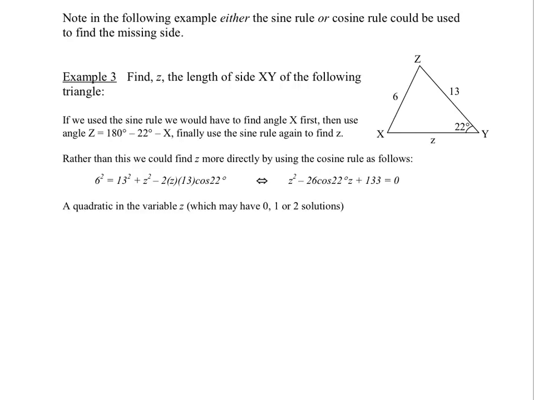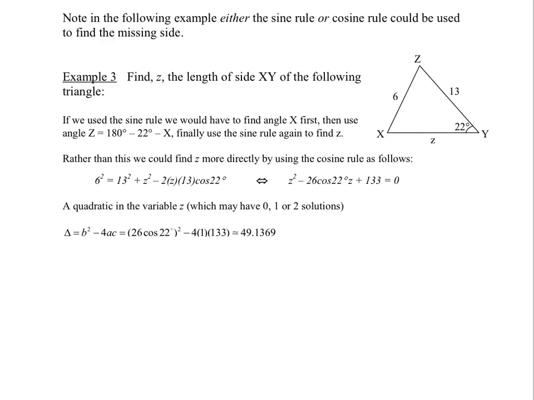You can see that we've got a quadratic equation with a equal to 1, b equal to whatever minus 26 cosine of 22 degrees is. That will give you a big long decimal, and then c equal to 133. You could just, at this stage then, use the quadratic formula to solve that. Right, so you'd figure out the discriminant, the b squared minus 4ac, that's 49.1. So you know that the square root of that's going to be roughly 7.